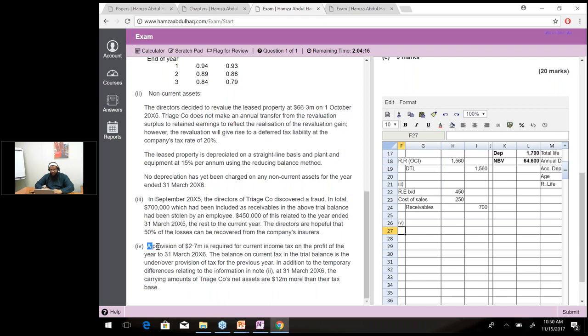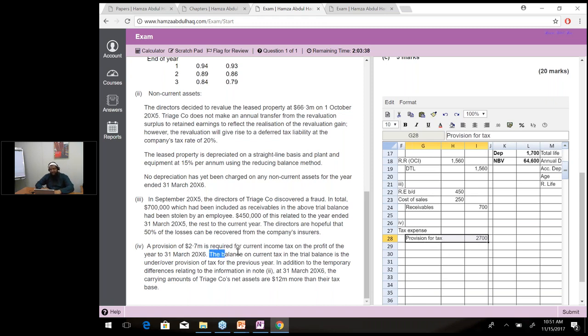Okay, now in adjustment number 4, the question says that a provision of $2.7 million is required for current income tax on the profit for the year to 31st March 20x6. So this is the current tax for the current year. We are going to write tax expense debit and provision for tax credit. This provision for tax will be taken as a current liability in the balance sheet. So the amount of the provision for tax is 2,700. I've written 2,700 over here. This is a current liability in the balance sheet.